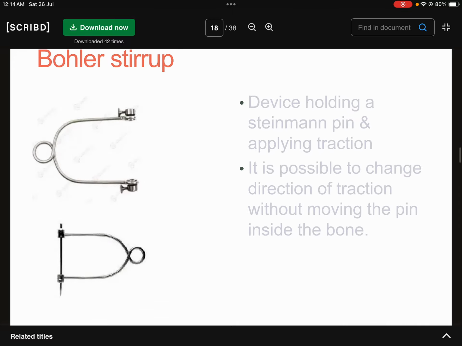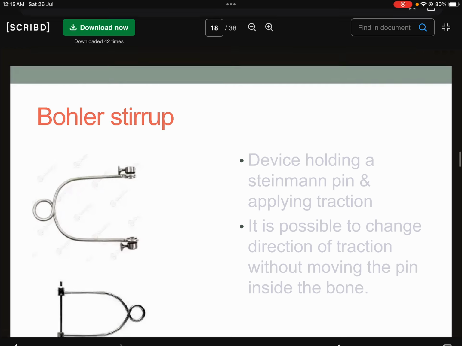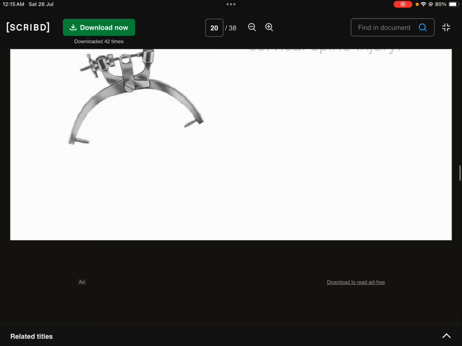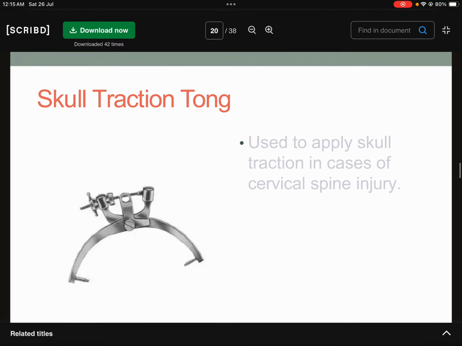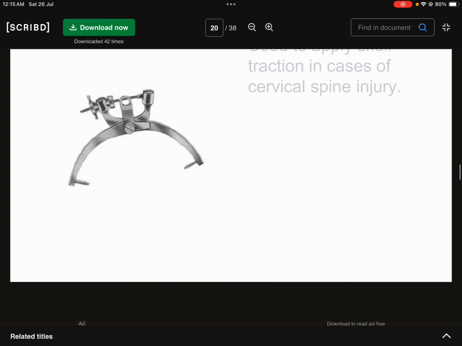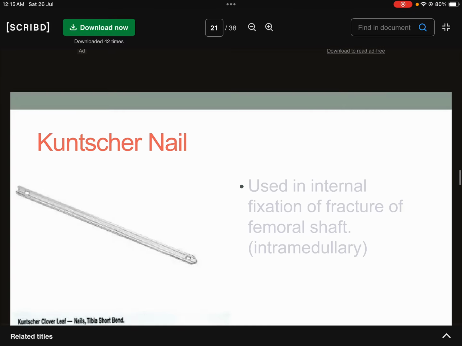This is the Bohler stirrup. Bohler stirrup is a device holding a Steinmann pin and applied for skeletal traction. It is possible to change the direction of traction without moving the pin inside the bone. This is the Bohler stirrup. This is the skull traction tongs, used to apply skull traction in case of cervical spine injury.